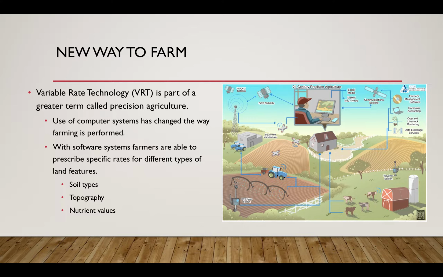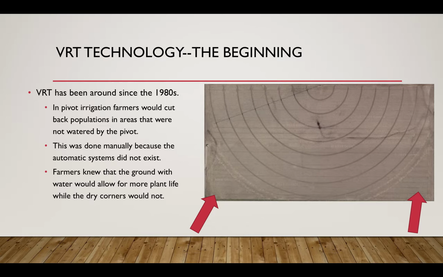Guys are looking at data more closely, they're analyzing it, and they're seeing how they can better benefit their operation based upon that data. So with these various software systems, we're able to prescribe specific rates for different types of land features, let's say, so soil types, topography, as well as nutrient values, and we'll get into that here in a second.